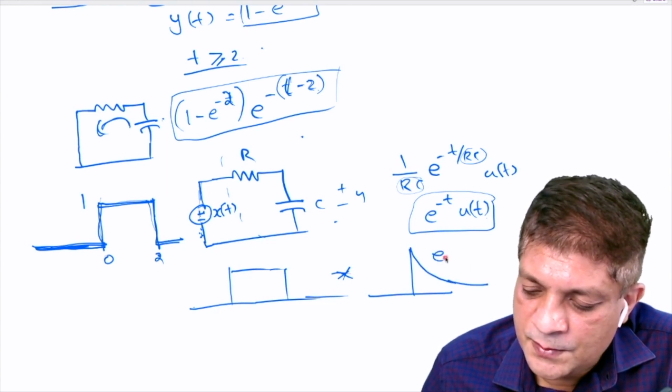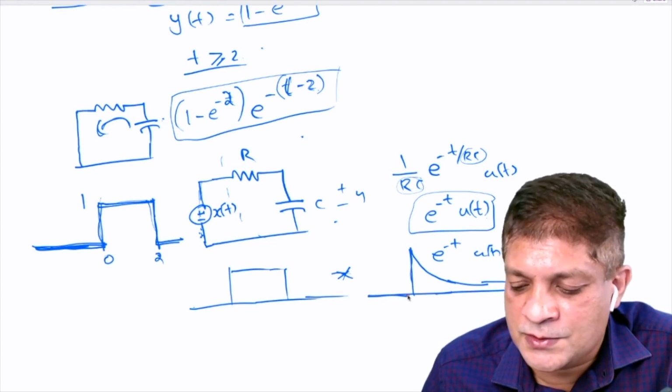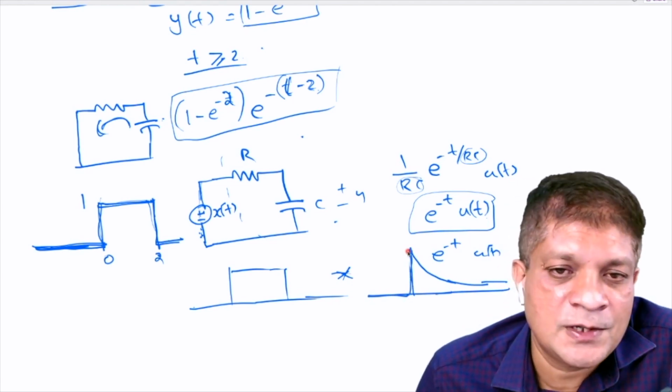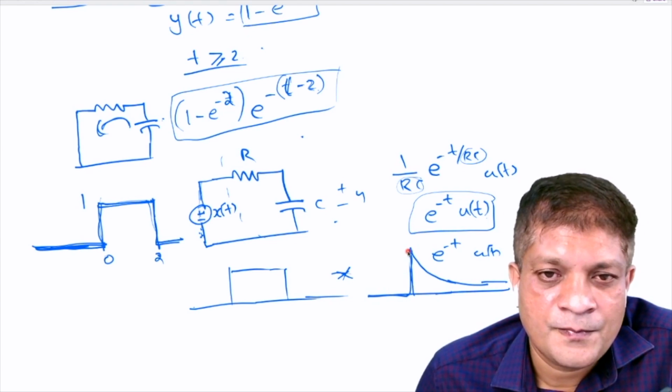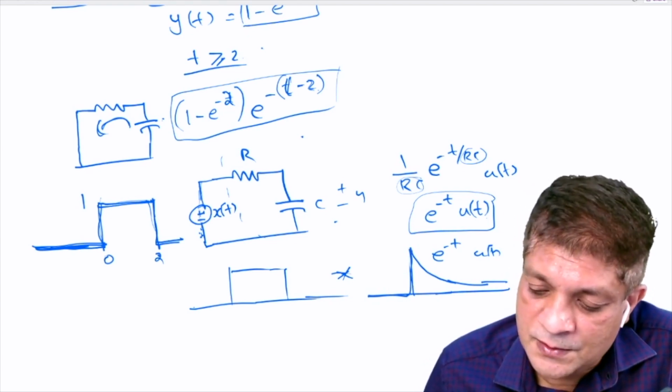This is e to the power minus t u(t). Is it the convolution of these two signals? Because it is a linear time invariant system. Now let us try to find out this convolution.